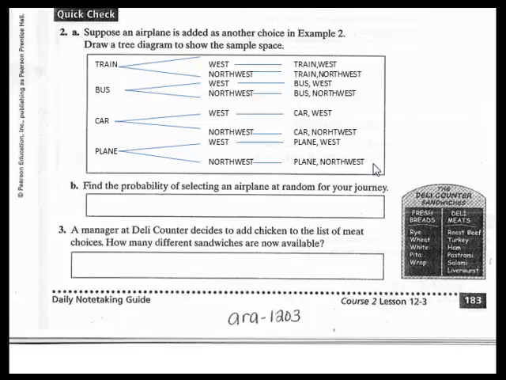Now we're going to find the probability of selecting an airplane at random for your journey. So if we look, we have 2 planes that we can choose from. Out of the total number of combinations, 1, 2, 3, 4, 5, 6, 7, 8. That simplifies to 1/4. We can verify our number of outcomes by the counting principle. We had 4 modes of transportation. We had 2 directions. 4 times 2 is 8 possible outcomes.